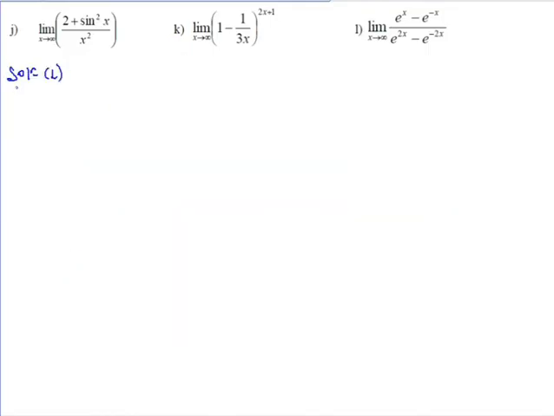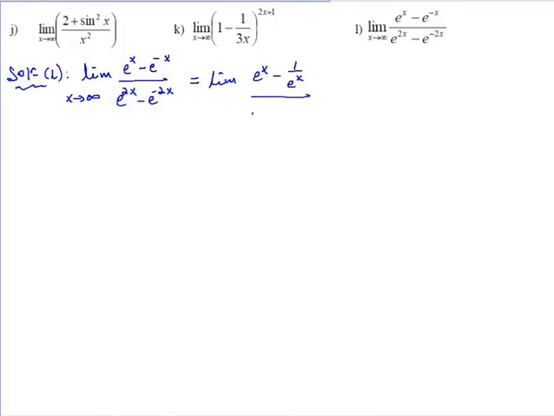Okay, this is the limit of e to the power of x minus e to the power of minus x over e to the power of 2x minus e to the power of minus 2x as x approaches infinity. So I'm going to write this as e to the power of x minus e to the power of minus x, which means 1 over e to the power of x, over the denominator, which becomes e to the power of 2x minus 1 over e to the power of 2x, as x approaches infinity.